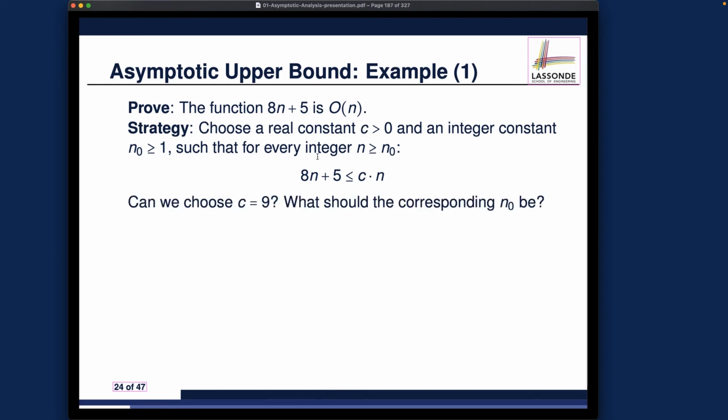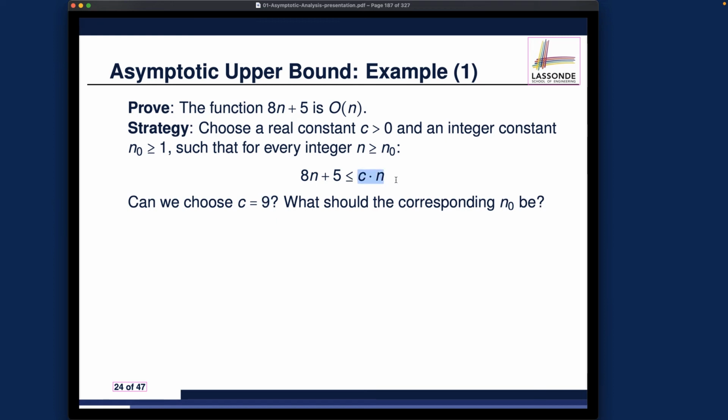Okay, can we choose maybe 9, for example? Just asking. So maybe that's what you chose, maybe it's not. But let's say we choose 9 as the multiplicative constant c here. Intuitively, since this is 8, why don't I simply choose something strictly larger than that, which would be 9? That's not complete, because I also need to choose n0. I need to show that at some point, 8n plus 5 will be upper bounded by 9 times n. That's something I need to show, right?